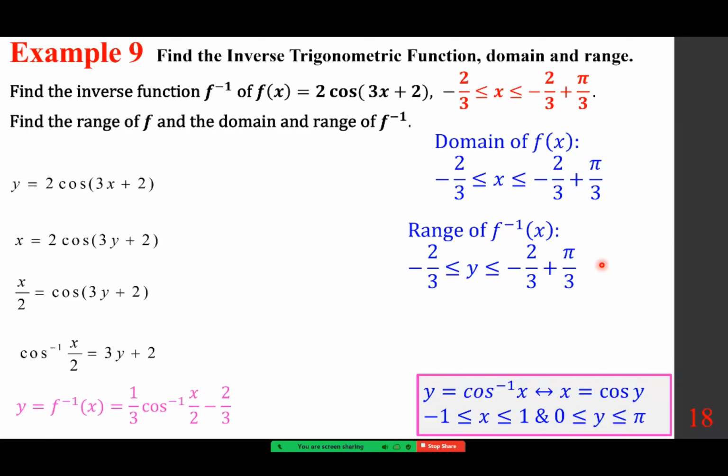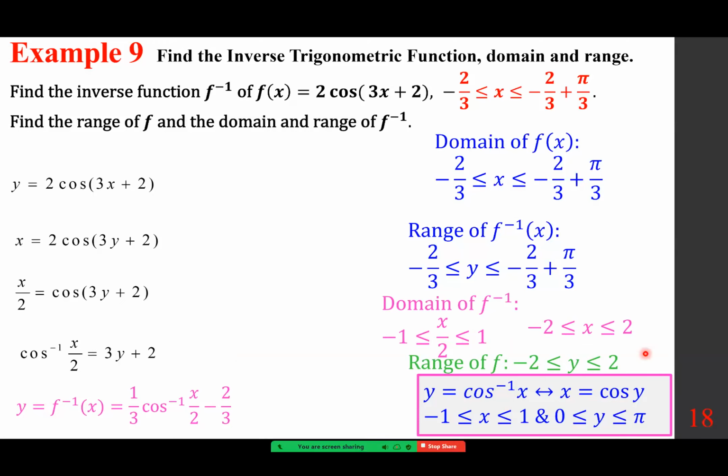What about the domain of f inverse? If you look at the argument of the inverse cosine, that argument must be between -1 and 1. So x over 2 must be between -1 and 1. To get to x, you multiply by 2. If you multiply everything by 2, you get this one. X is between -2 and 2. And so the range is between -2 and 2.